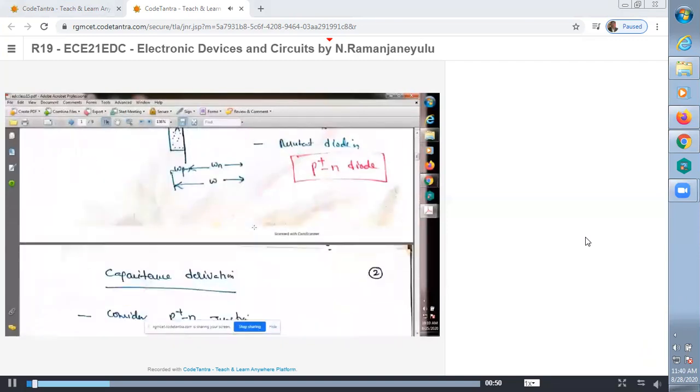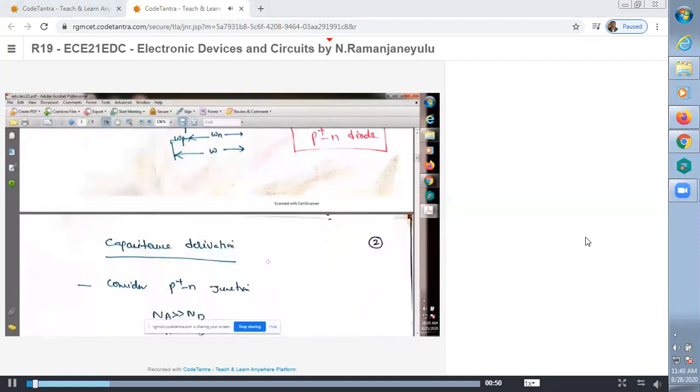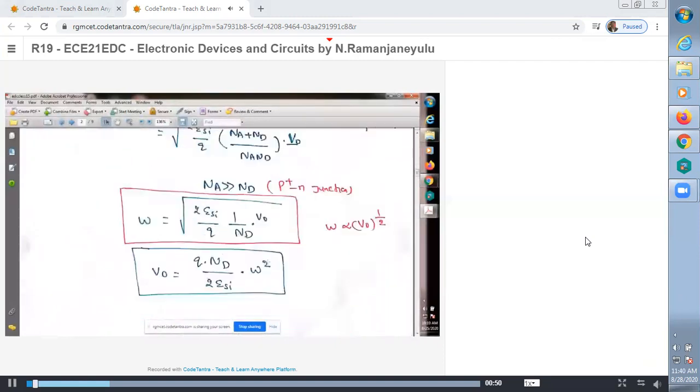There are two types of abrupt junctions, P plus N junction and PN plus junction, right? Okay, already we derived all these things. Finally, we derived the expression W is equal to under root 2 epsilon Si by Q, 1 by Na plus 1 by Nd, into V naught. Okay, width of the junction is directly proportional to under root V naught, where V naught is the built-in potential, right?